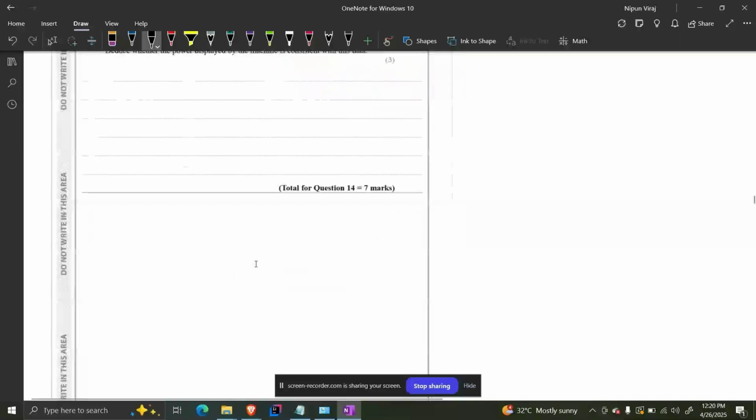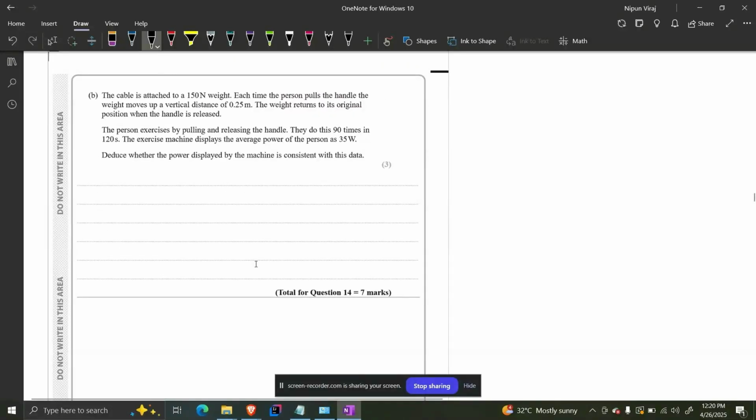Right. Then let's go to the next question. A cable is attached to a 150 newton weight. Each time the person pulls the handle, the weight moves up a vertical distance of 0.25. The weight returns to its original position when the handle is released.